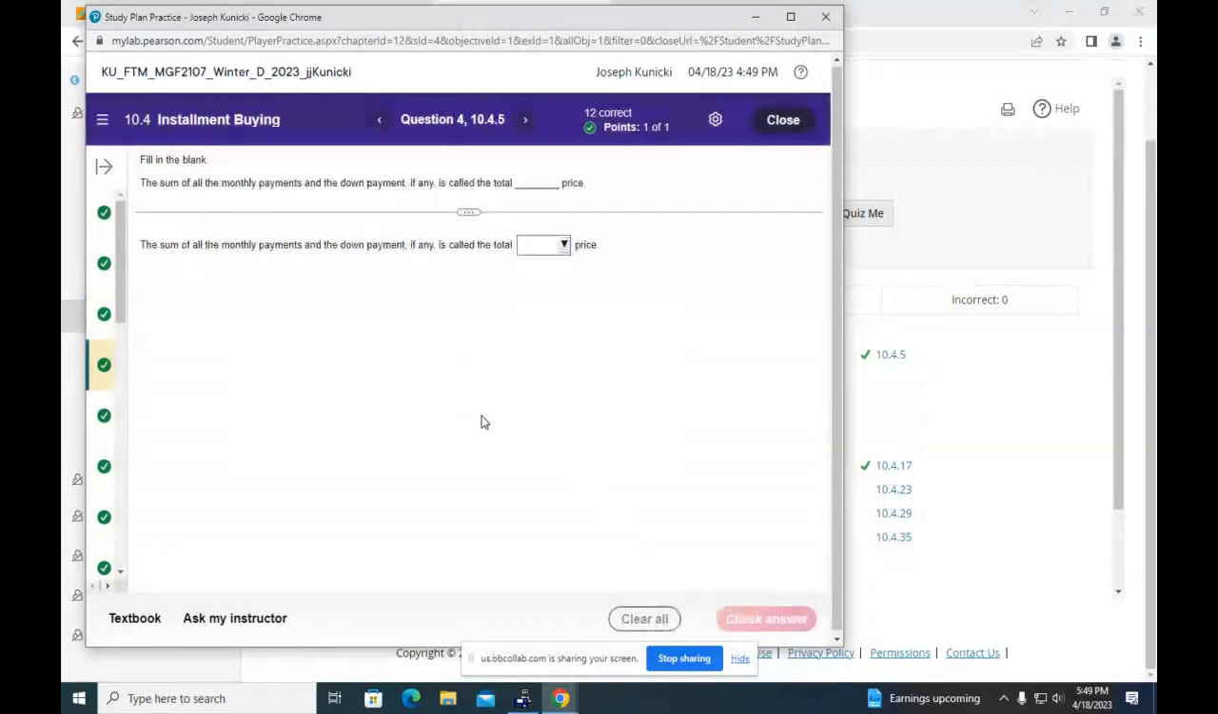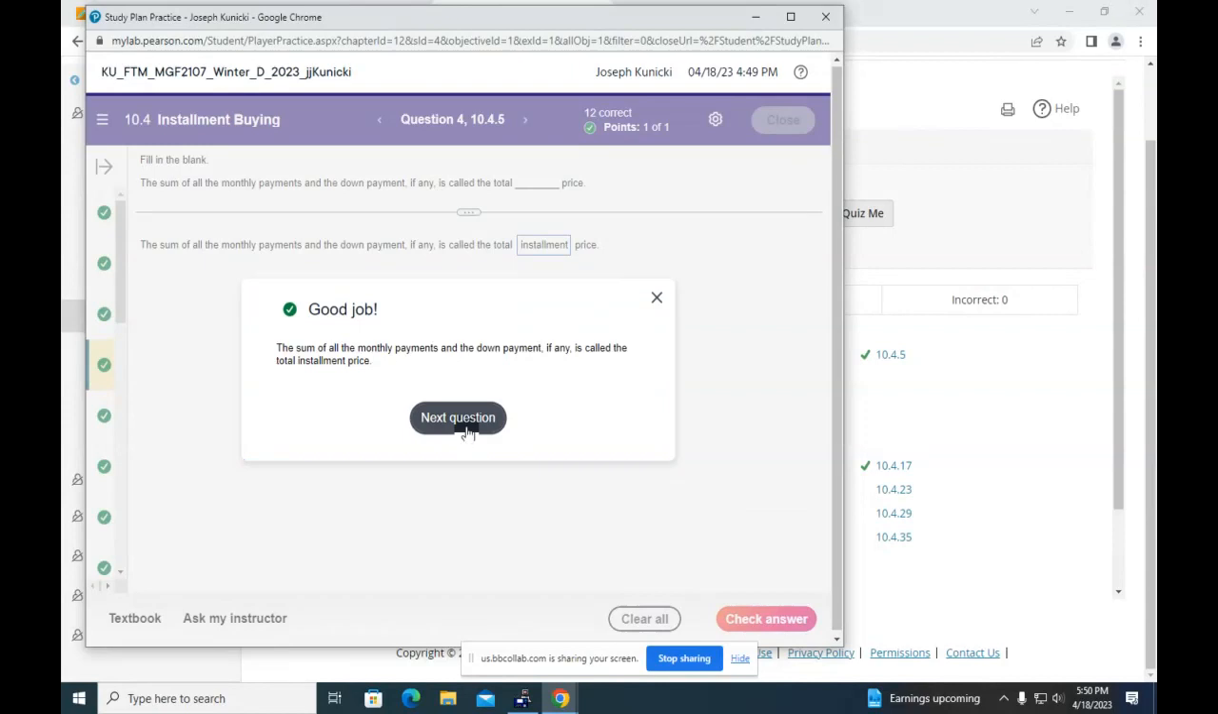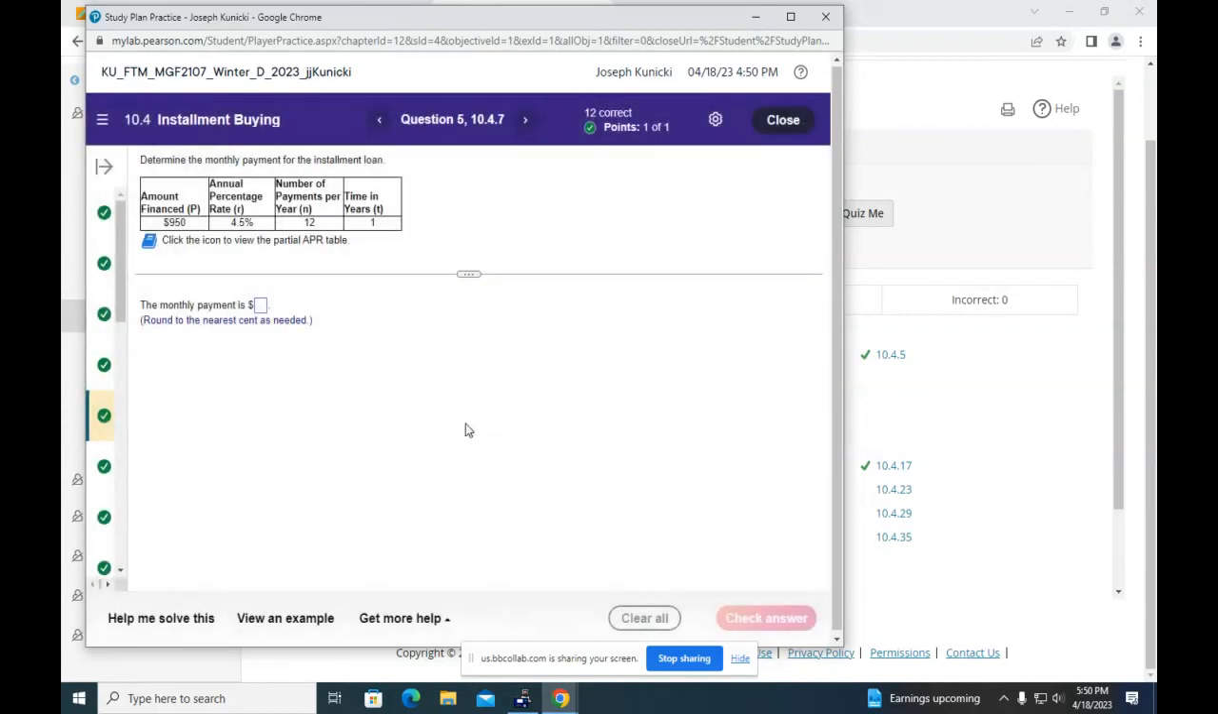Number 5, is it? Yeah. The sum of all the monthly payments and the down payment, if any. So the monthly payments include principal and interest plus the down payment. All 3 of those combined are the total installment price. Okay. And here we go.